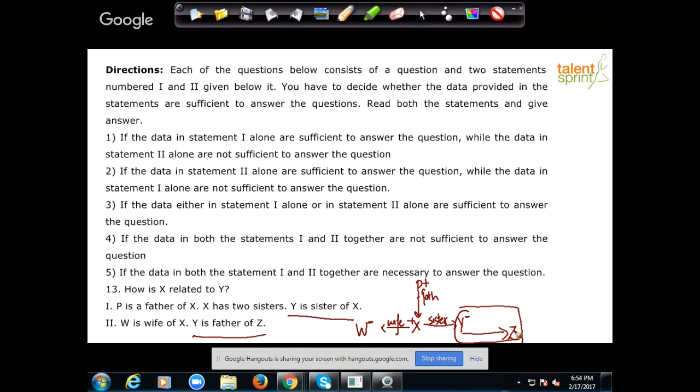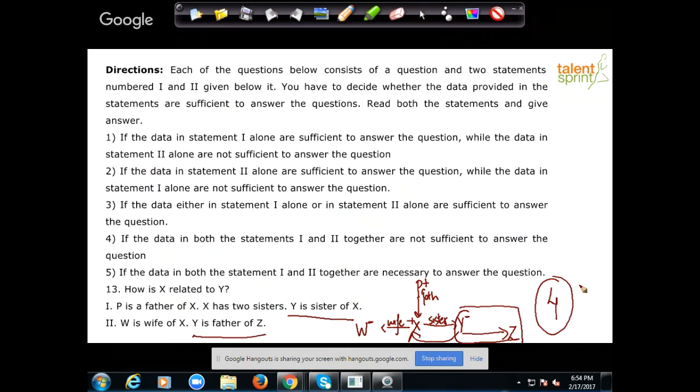Which means that even if we look, we cannot solve the relationship between X and Y. We know that Y is the sister of X, but we do not know whether X is the brother or the sister of Y. And the second statement only adds to the confusion about Y, which means that here the option is 4, that both the statements together are not enough to answer the question.